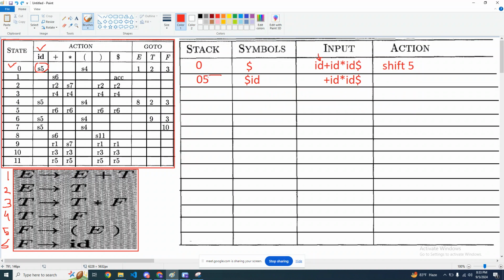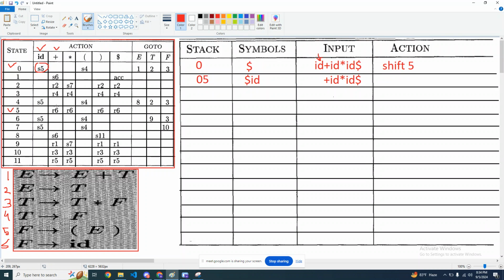So if you imagine this as a stack, on the top of the stack you have 5. Before you had 0, now you have 5. Now what is in the top of the stack? In the top of the stack we have 5. And what is the input? Our current input is plus, right? This is our current input string. So what we need to do, we need to go to state 5 and look for the plus symbol. So this is the plus symbol.